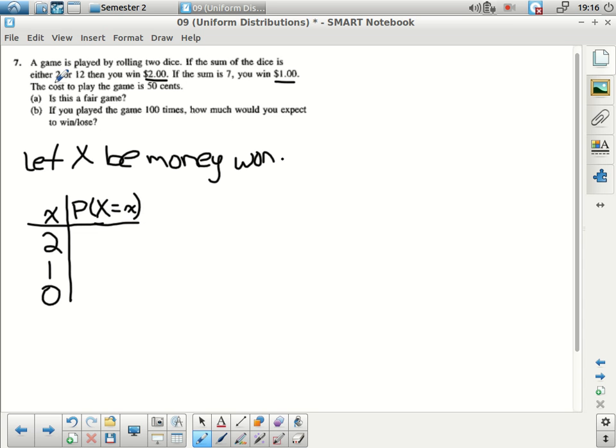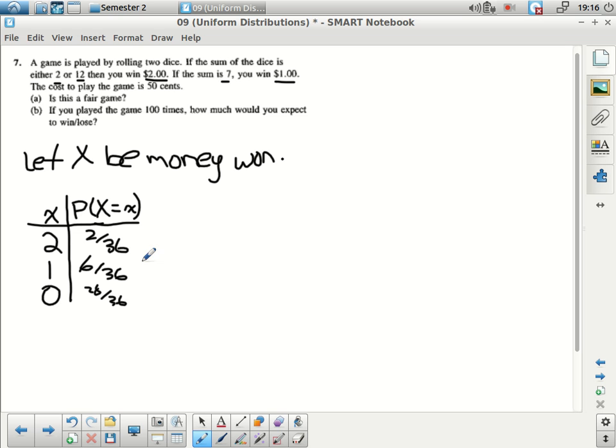For $2, that's rolling either 2 or 12. That would be 2 of the options out of 36, which will reduce to 1 in 18, but we'll come back to that later. For $1, there are 6 different combinations that will give you a 7: 1 and 6, 2 and 5, 3 and 4, and then the reversal of each of those. So there are 6 ways in 36 to get that. The rest is going to be $0. That was 8 out of 36, so this must be 28 out of 36. Again, this is the distribution.